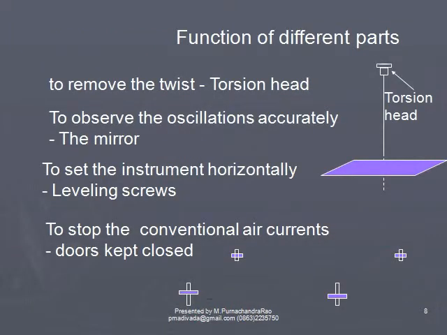Functions of different parts of the vibration magnetometer. The torsion head is used to remove the twist in the suspension thread. The mirror is used to observe the oscillations accurately.